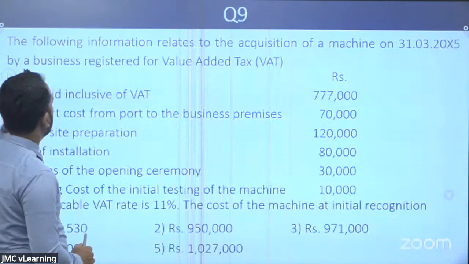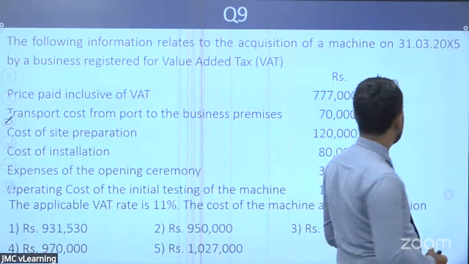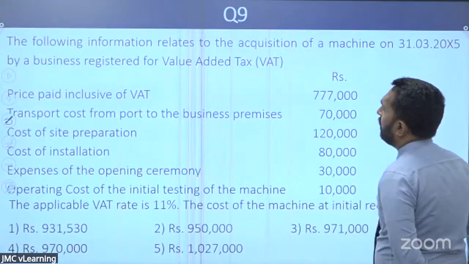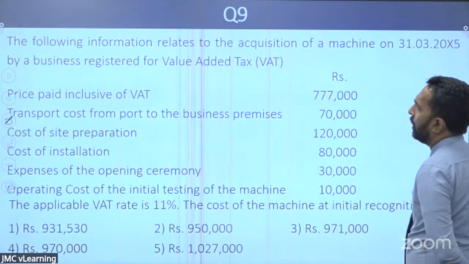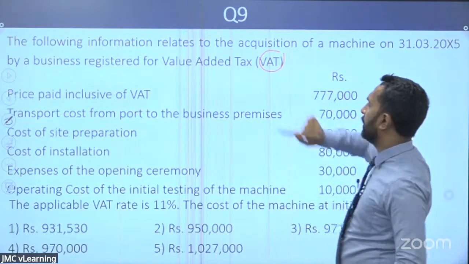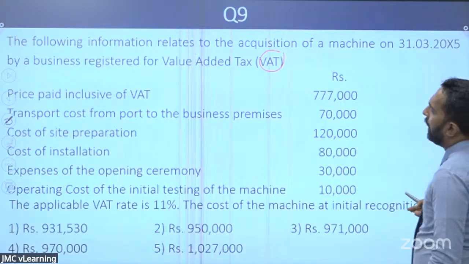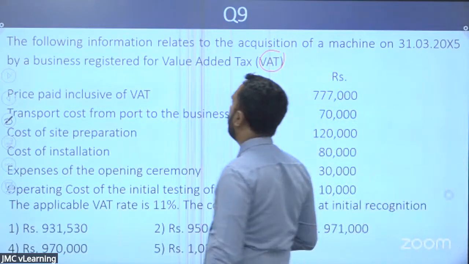We'll move on to the next question then. Right. Look here. The following information relates to the acquisition of a machine on the 31st of March by a business registered for value-added tax. The business is registered for value-added tax. Price paid inclusive of VAT.